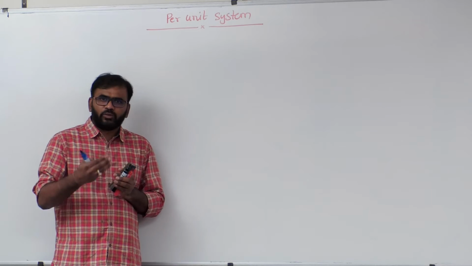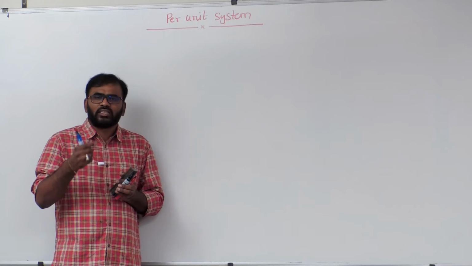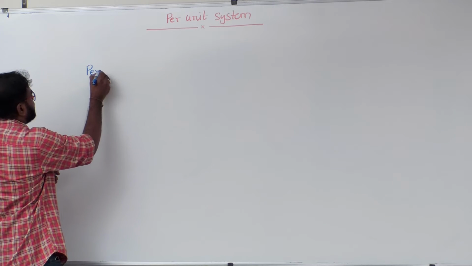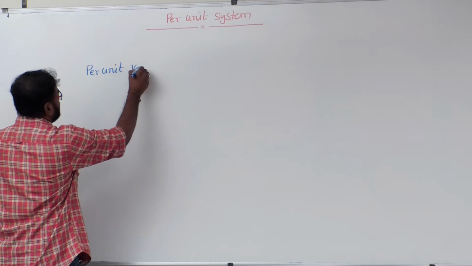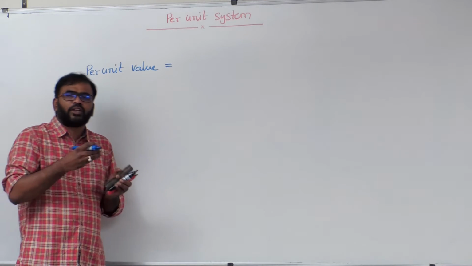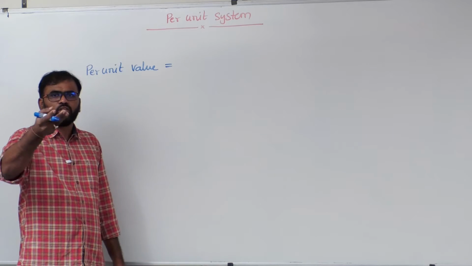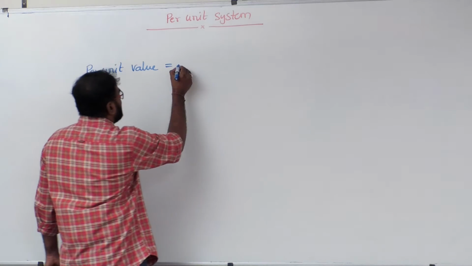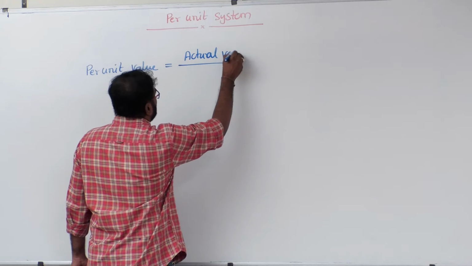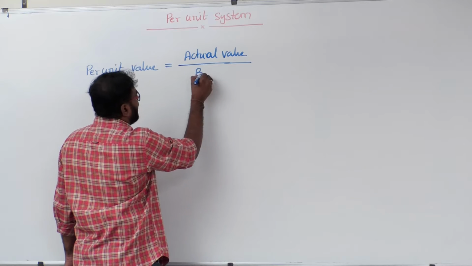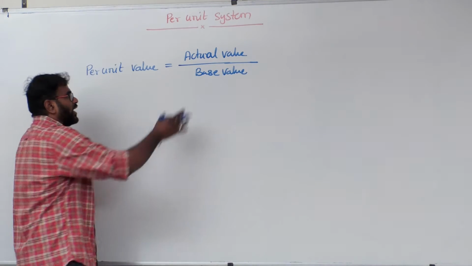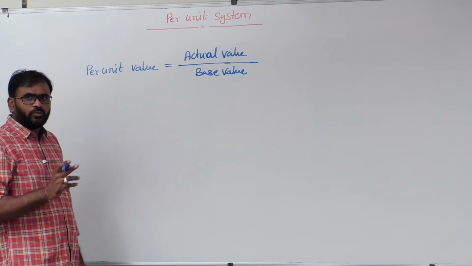First we will define what is per unit value. Later we will see what are the important things about the per unit system. So first I will define the per unit value. Per unit value is defined as the actual value of the quantity to the base value of the quantity. That means it is a ratio between the actual value of the quantity and the base value of the quantity. Simply, actual value divided by base value will give a per unit value.